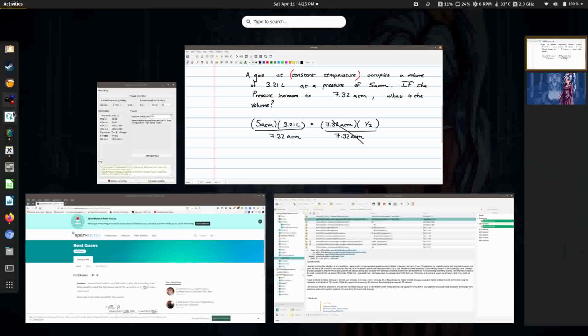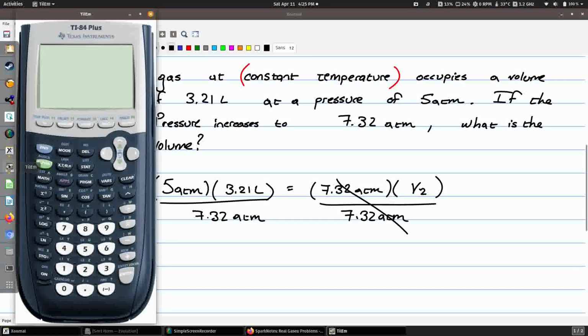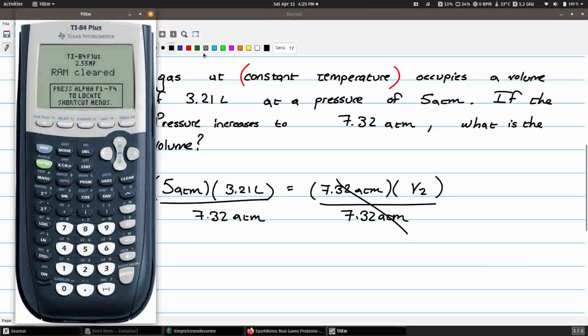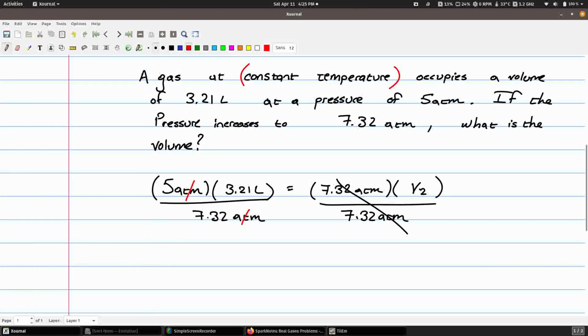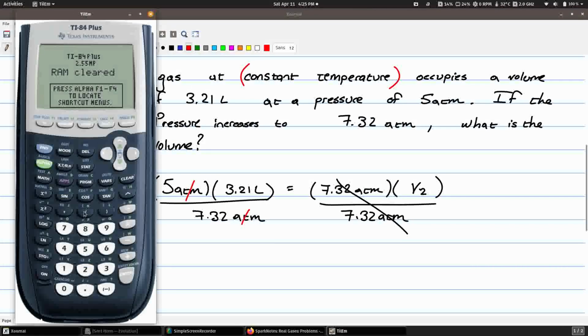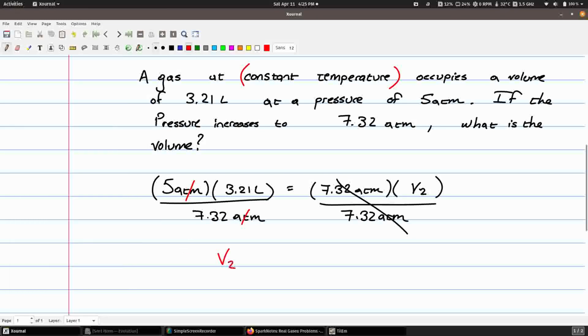I closed it, so let me open it again. And then just so you know, atmospheres cancels and you're left with liters. 5 times 3.21 divided by 7.32. So now we have V2. V2 is going to be equal to 2.19. And that would be your answer. That's how you solve any Boyle's law problems.